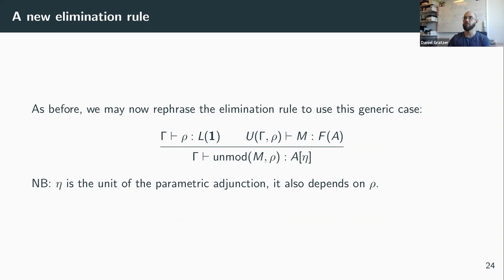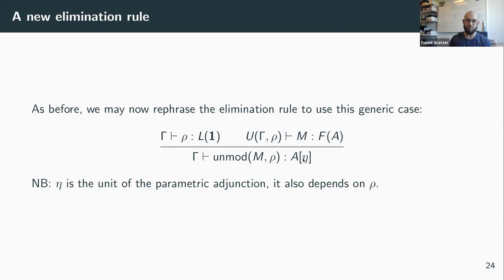So two premises to consider here. The first is this substitution rho, which goes from gamma, our context that we're working in, to L1. And the second is the application of the parametric left adjoint to gamma and rho. And notice that it does need to be applied to both of them. This is a functor that operates on slice categories. And we have to do some wiggling with A here to get this to work out.